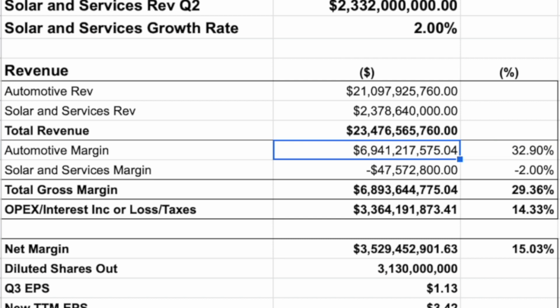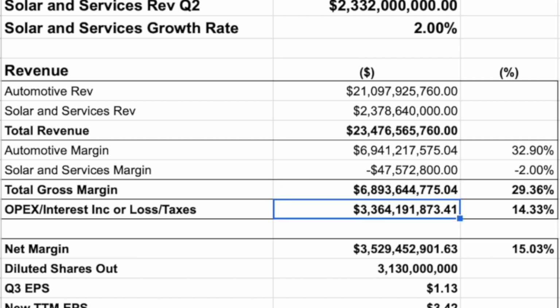And then if we come down here to solar and services, you can see we're using a negative 2% margin. That is because typically over the last 5 quarters, we are actually running a negative gross margin on our solar and services. So as you can see, that's going to equate to a negative $47.5 million, giving us a total gross margin for Q3 of $6.893 billion. So a 29.36% gross margin. Now that's pretty dang close to that 30% that we're always shooting for, right?